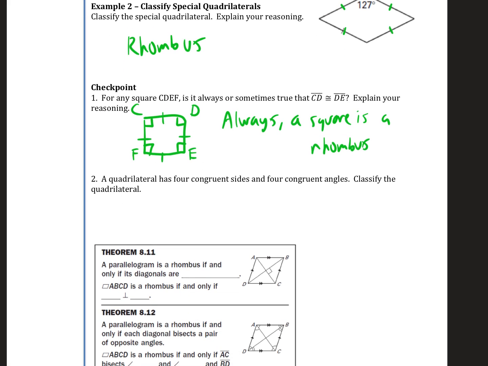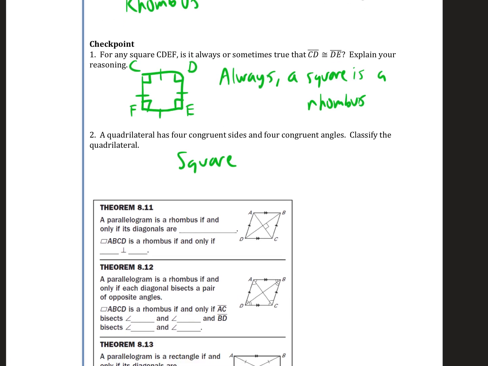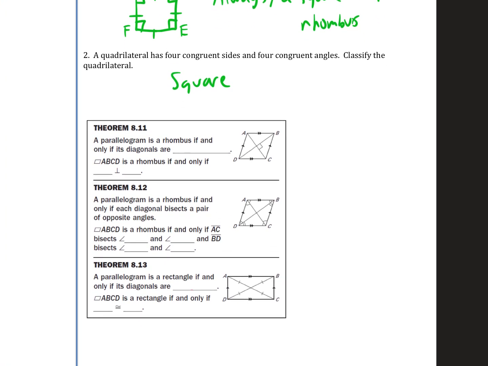Okay? All right. And then it says, for checkpoint 2, a quadrilateral has 4 congruent sides and 4 congruent angles. Classify the quadrilateral. Which type of shape has that? A square. A square is both a rhombus and a rectangle. All right, very cool. Moving on.